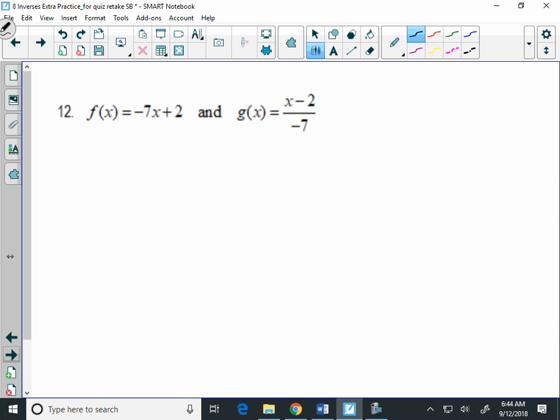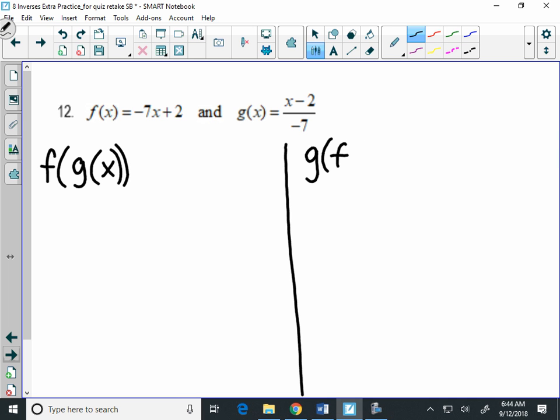It's two linear functions. We need, again, to do two compositions in this problem. We need to verify by deciding if f of g of x gives us a result of x, and the composition g of f of x gives us a result of x. So to start here, we're going to take g of x and put it into f. So this entire fraction is going in for x.